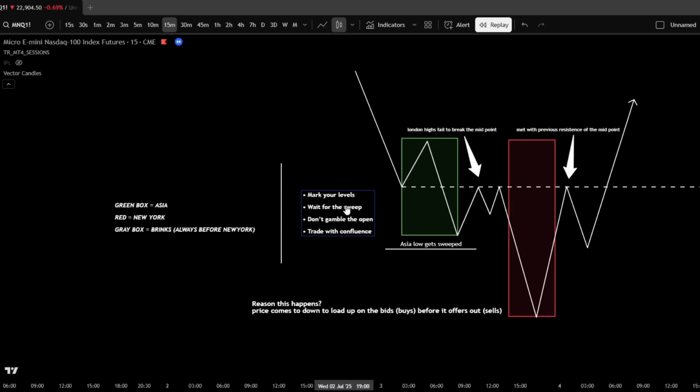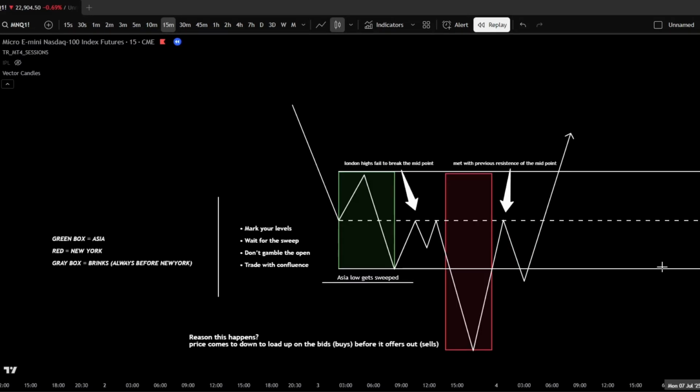So the second thing we want to do is mark levels, wait for the sweep, don't gamble the open, and trade with confluence. Okay, so here you can see price is in a downtrend. Price comes up, forms a high of Asia, drops, and forms a low. So we mark these two points as our key points. Then we wait to see how London reacts. Here you can see London itself is acting as resistance around the midpoint of Asia. London high fails to break the midpoint, and it does that twice, right?